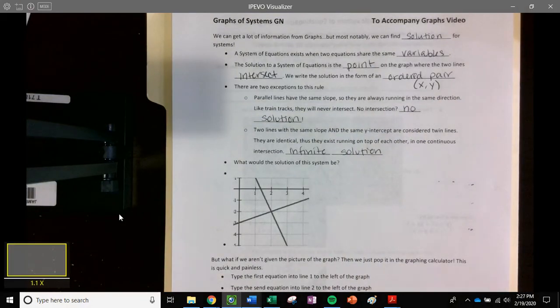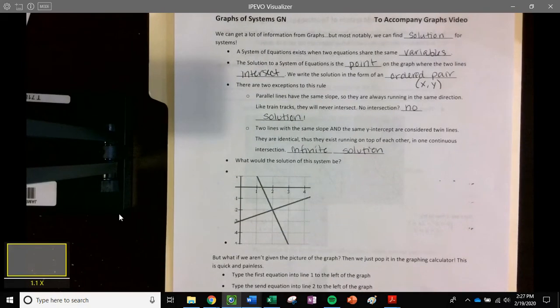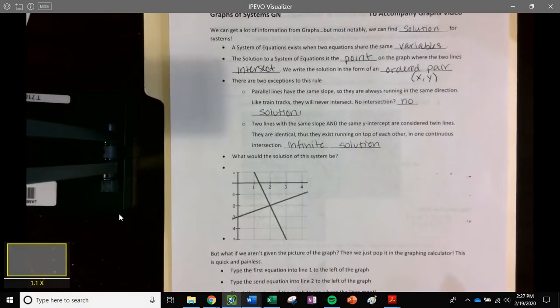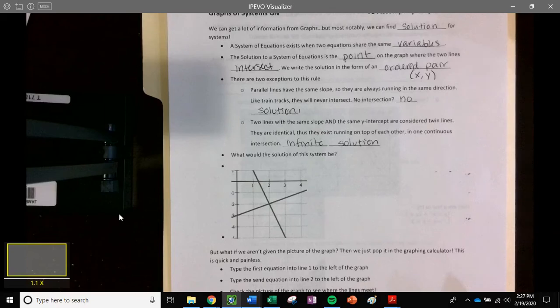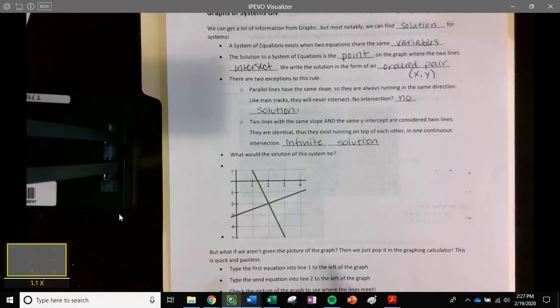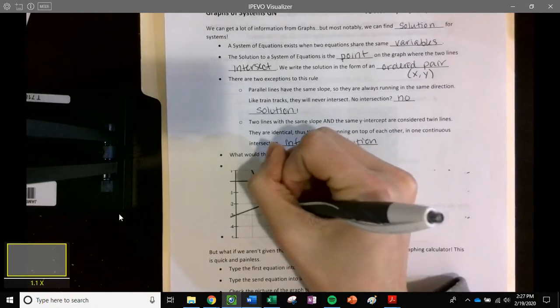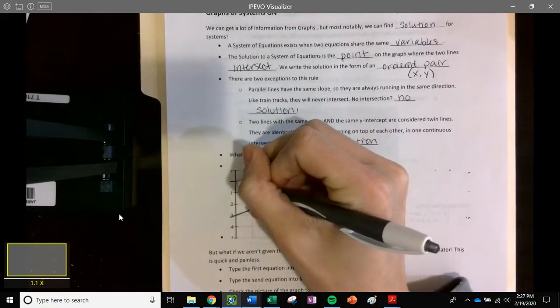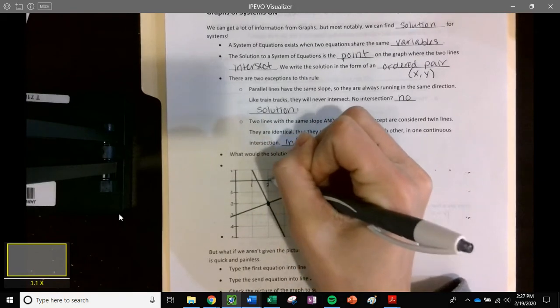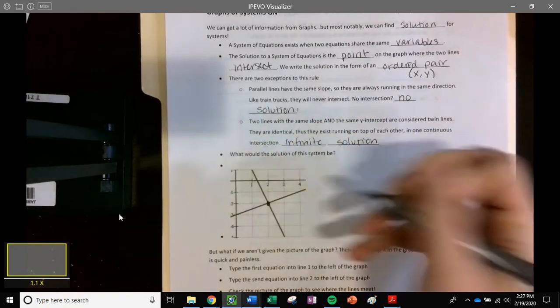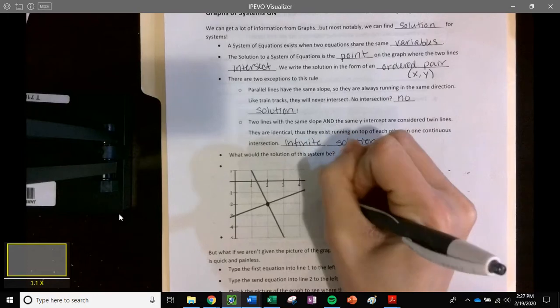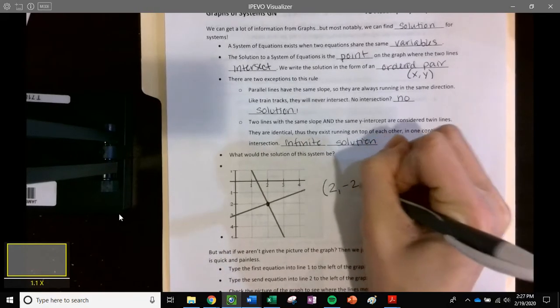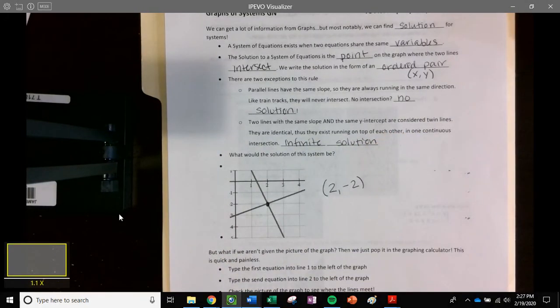Okay, so understanding that the solution to a system of equations is the point where the two lines intersect, what would the solution of this system be? It's going to be this point right here where the two lines cross. So we would write it as an ordered pair, (2, -2). We went over 2 and down 2. So our solution is (2, -2).